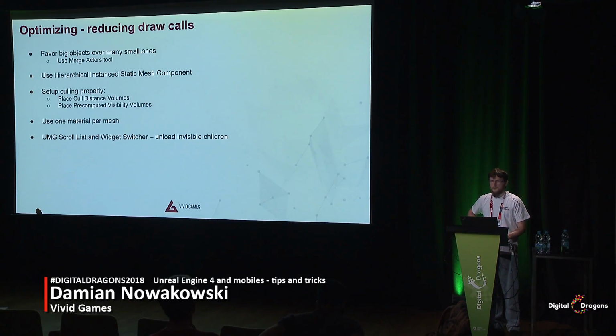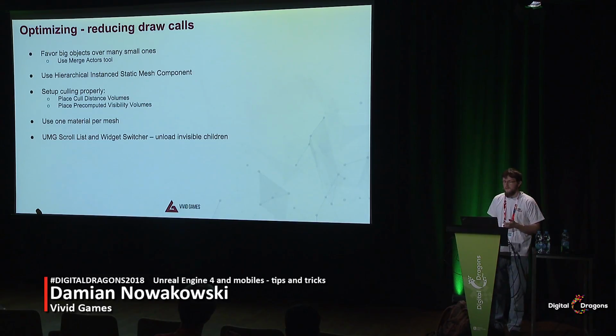And if you are using UMG, which is the HUD system for Unreal Engine, and if you are using scroll boxes or the widget switcher, have in mind that even if the child inside the scroll box is not visible, Unreal Engine will still try to draw it. So you just have to manually handle which of these children inside the scroll box are visible and which are not. Another option when you are optimizing is using the invalidation box, which will cache all of these widgets inside the UMG and prevent extra drawing and updating.